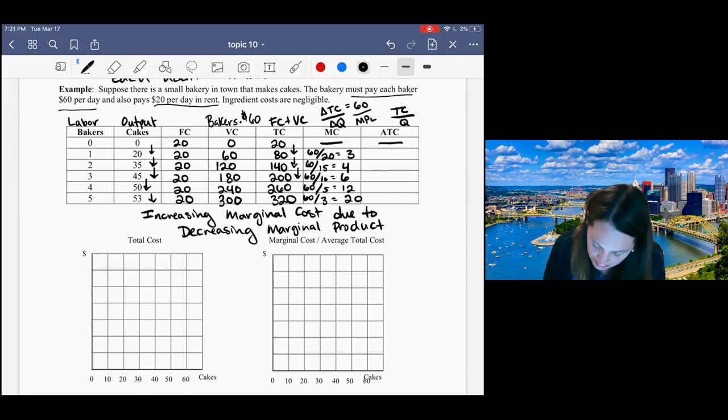Again, we can't do that for 0 cakes, but if I hire 1 worker, I produce 20 cakes. My total cost is going to be 80. I've got 20 cakes, and my average total cost is 4. The next one is going to be 140 over 35, which is also 4. I've got 200 over 45, 260 over 50 is 5.2, and 320 over 53 is 6.